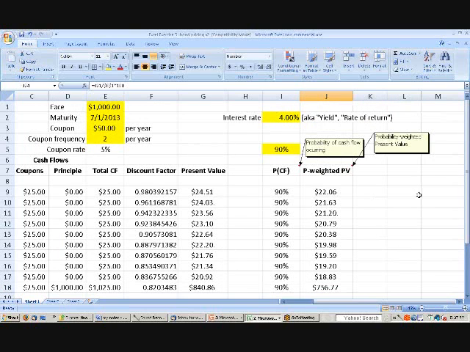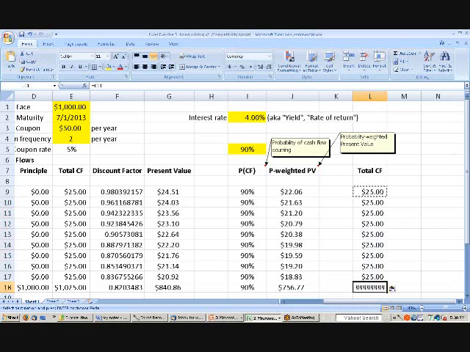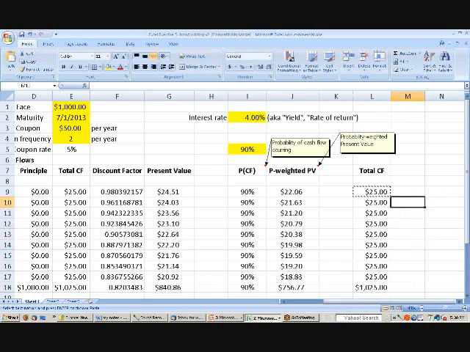Okay, so here's how I'm going to go about this. I'm going to have, I think, 3 more columns here. So first of all, another column for total cash flow, and we're just going to use these cash flows from over here. We're basically just bringing them over here so that the spreadsheet will be easier to read later. So I'm going to copy this down. So these are all the cash flows in the bond.